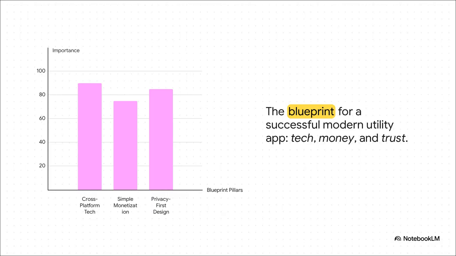So there you have it. The modern app blueprint all laid out. It really stands on three pillars. Pillar 1, efficient technology. Use cross-platform tools so you can build it once and run it anywhere. Pillar 2, simple, honest monetization, like an ad model that works. And Pillar 3, and this is the big one, earn people's trust. Build your app with a privacy-first design using things like on-device processing.